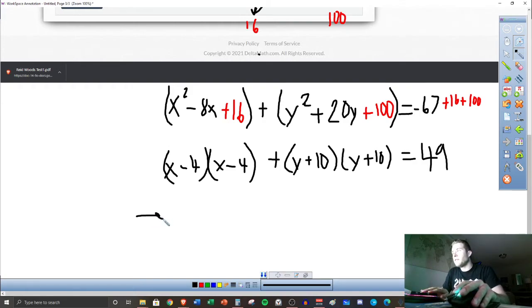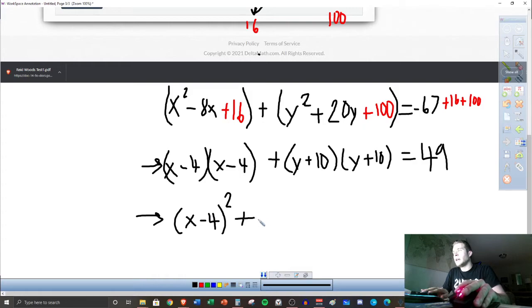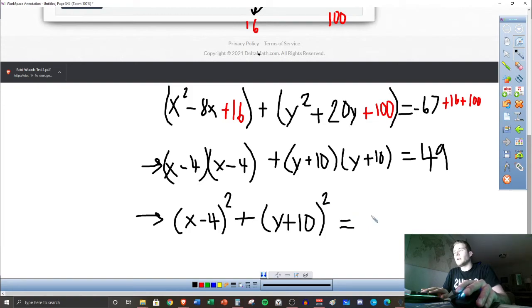And let's put it in our final format here. So this is this one. So we do x minus 4 squared plus y plus 10 squared equals, and we have 49. Yeah, 49. All right, there's our equation.